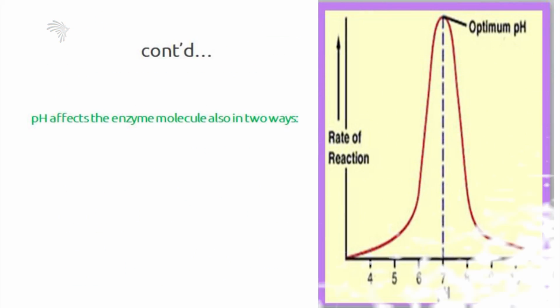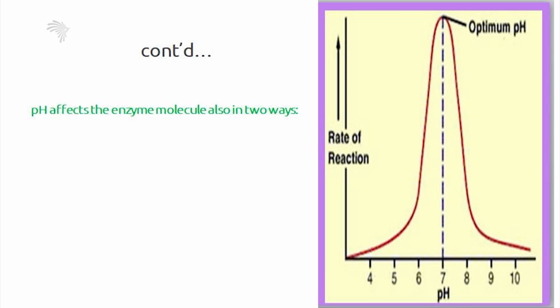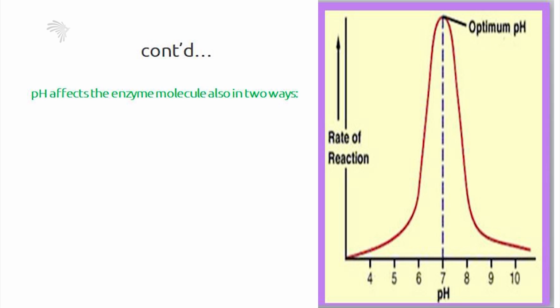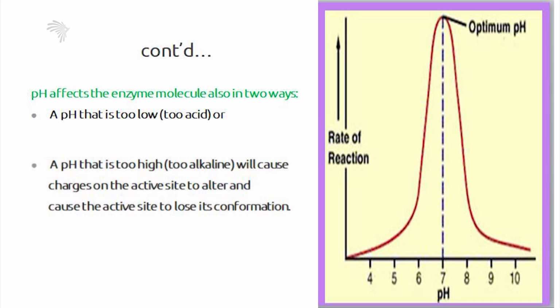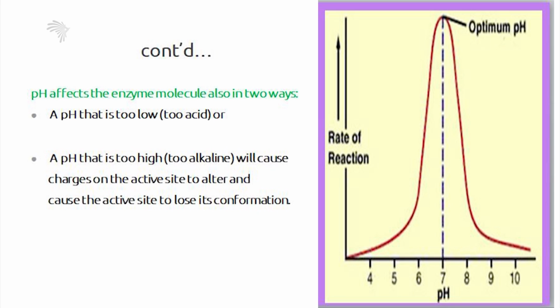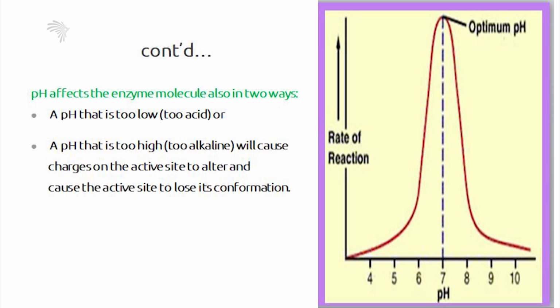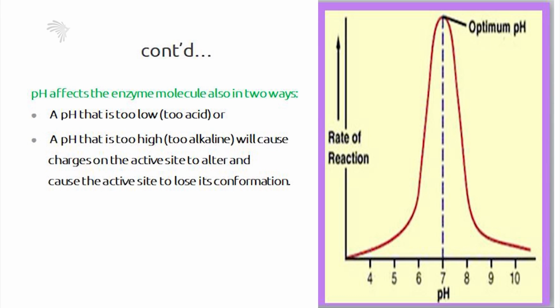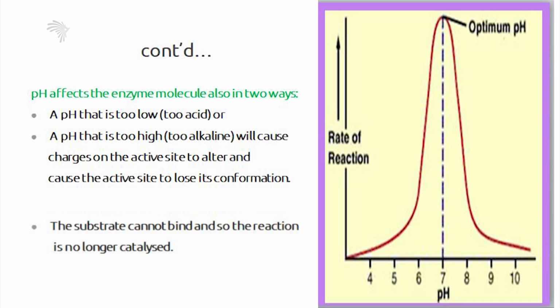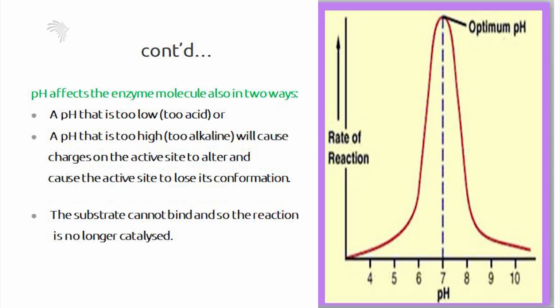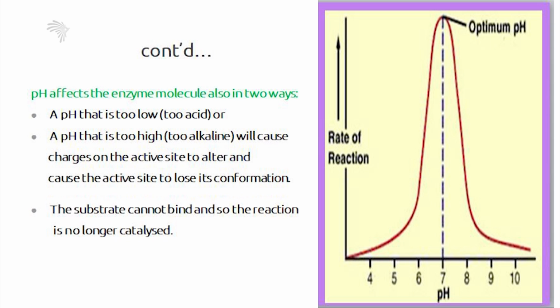When we come to pH, it also affects enzyme molecules in two ways, likewise temperature. A pH that is too low, too acidic in other words, and a pH that is too high, meaning too alkaline, will cause changes in the active site and cause it to lose its conformation. The substrate cannot bind and so the reaction is no longer catalyzed. This way pH can affect enzyme activity.